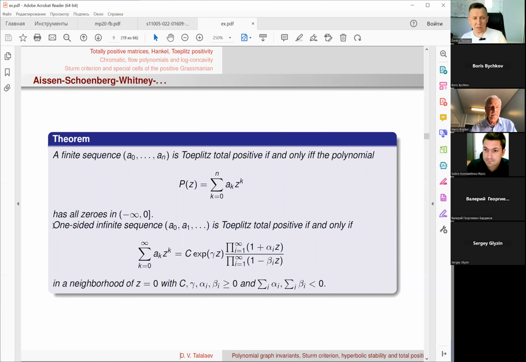I don't remember now the condition of regularity. Is it a formal series or a convergent series? But for me, the finite version is important. I mentioned this just to say that there is an infinite analog of this theorem.